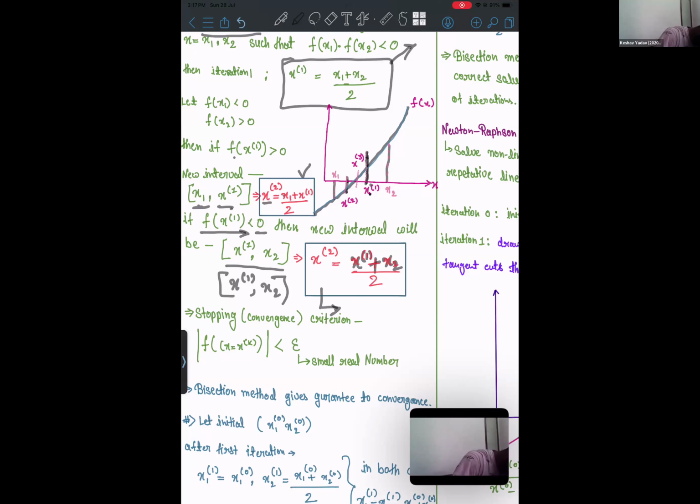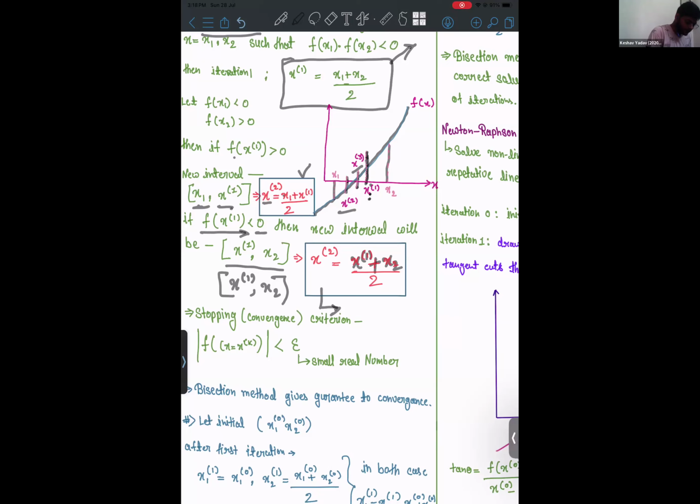Now here the function's value is what? Negative. So this will be my x of 2, x at second iteration. Since here the function has negative value, x1 will be replaced. So now the new interval will be what? X at second iteration, x at first iteration. This will be my new interval. Now I will take the average of this, so my x at third iteration will come.